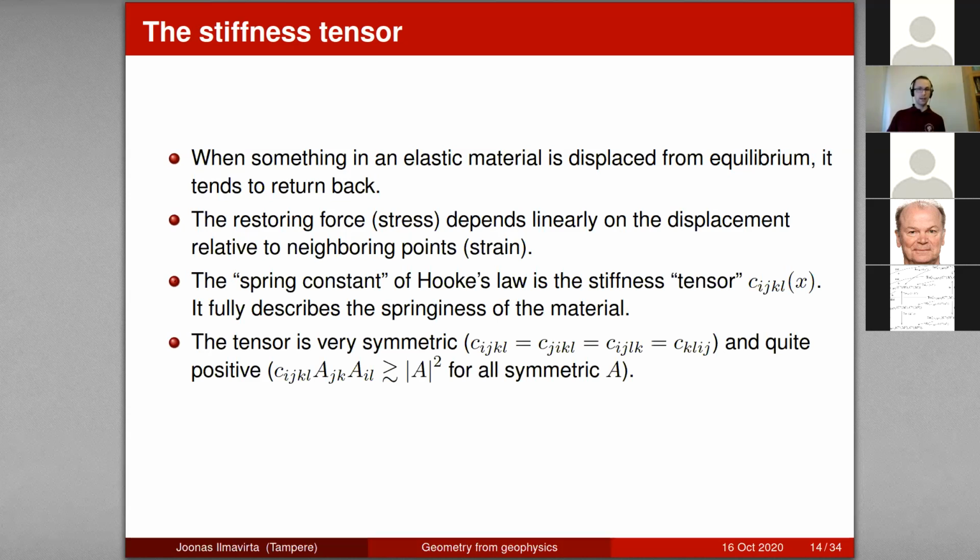And this tensor has some properties. It is very symmetric, has these symmetries. It's not fully symmetric, but very symmetric. And it's also quite positive.